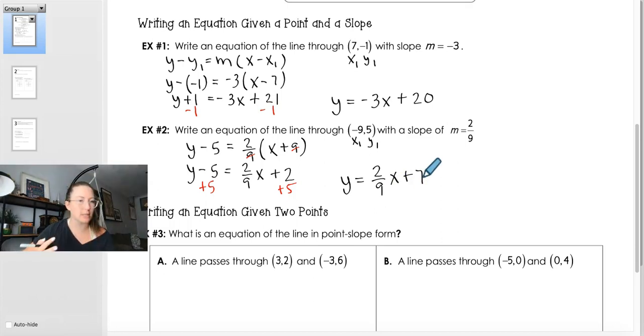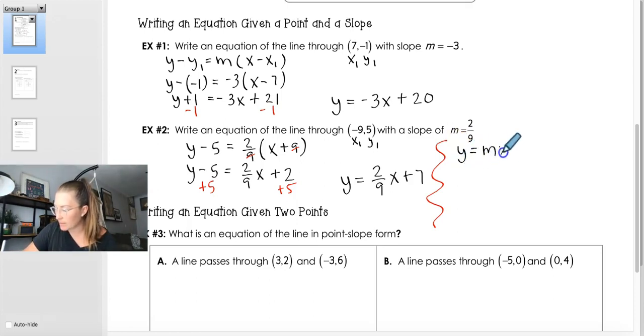I'll go ahead and teach you guys a second method just in case you like this other method better. Honestly, I think this one's just fine, but it's always good to have different options. So let's go ahead and try it a different way. So if I wanted to get this in slope-intercept form, my other option is just starting off with slope-intercept. So slope-intercept is y equals mx plus b.